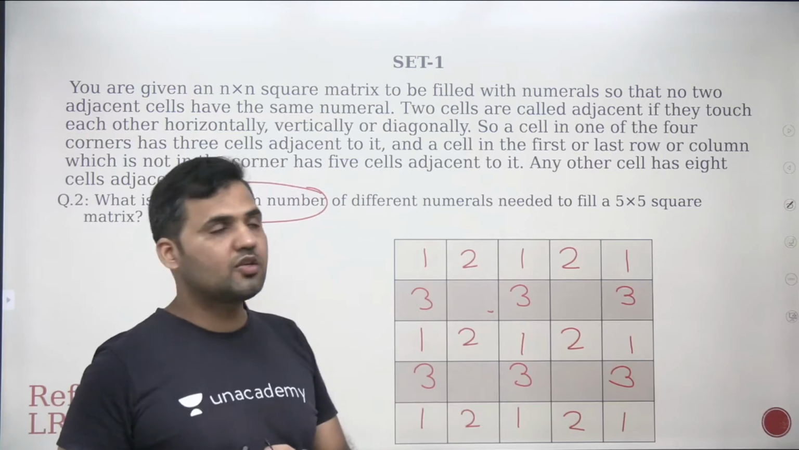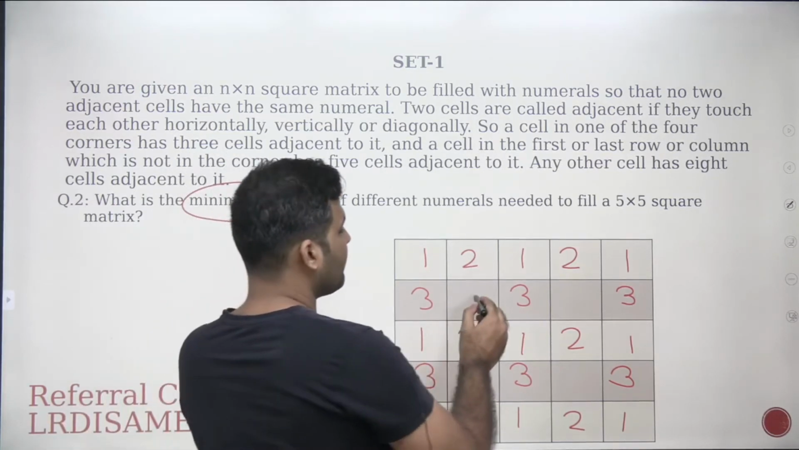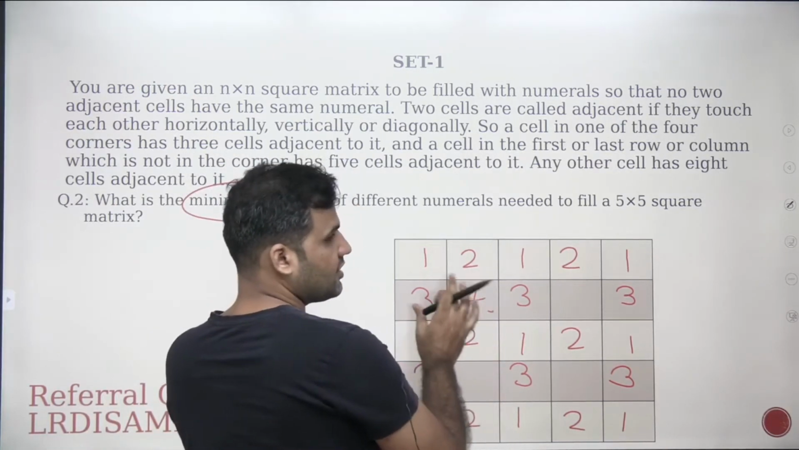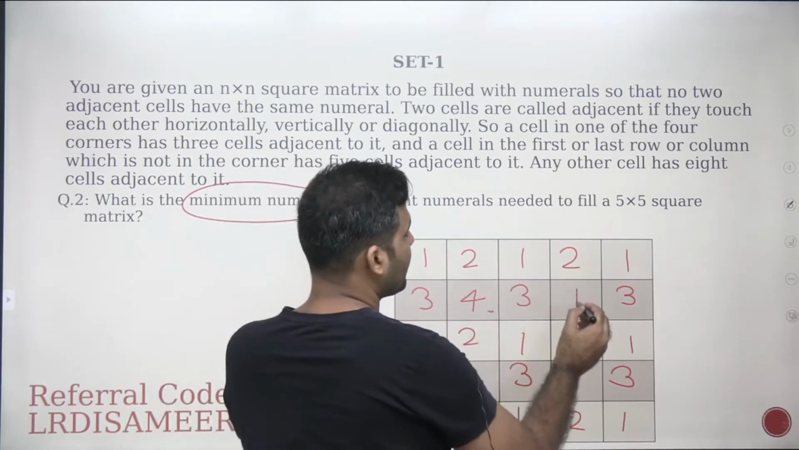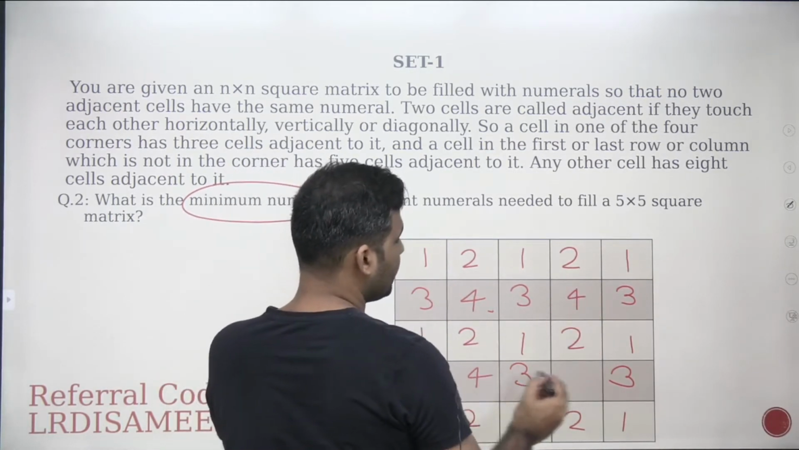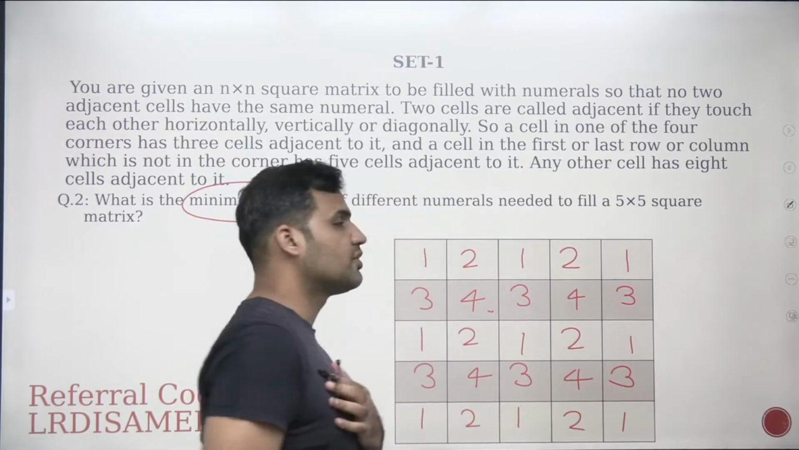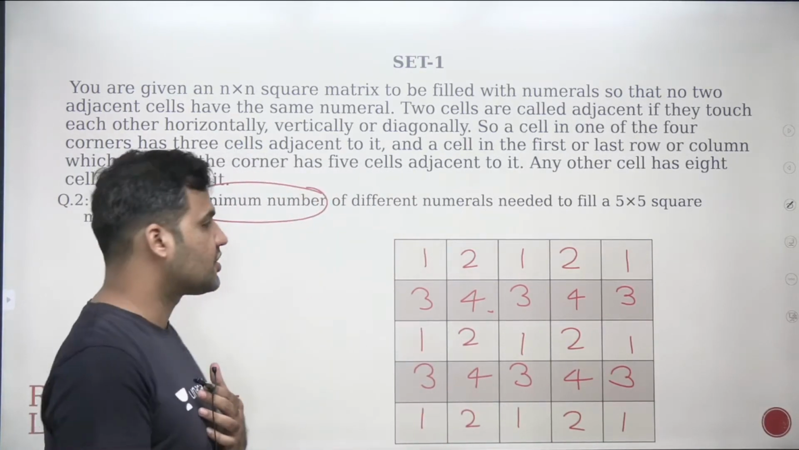So a new number needs to be used here, and that number will be 4. So I need to fill this cell with number 4. 4 यहाँ पे आएगा, फिर यहाँ पे आएगा, फिर यहाँ पे आएगा, and then 4 can be used here. So see that again the answer to the question is 4.